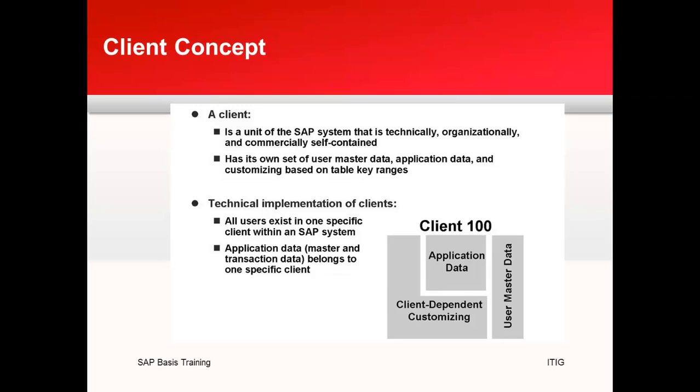Say here I am showing you the example of a client, that is client 100. We can have any number of clients, and the naming convention is basically a 3-letter word, and it should have its own user master data, own application data and own client dependent customizing data. So that is basically what the client is.